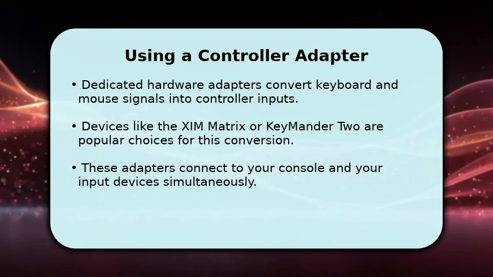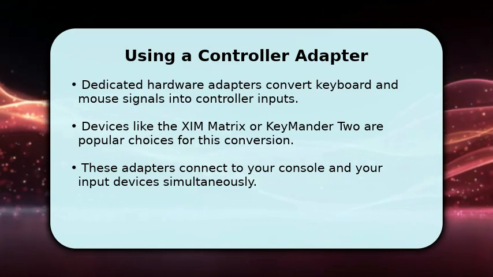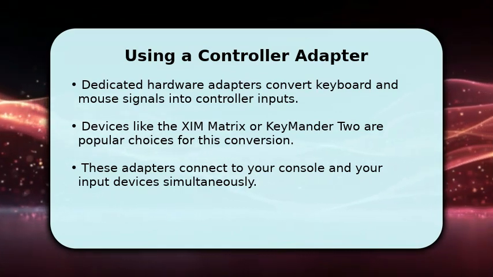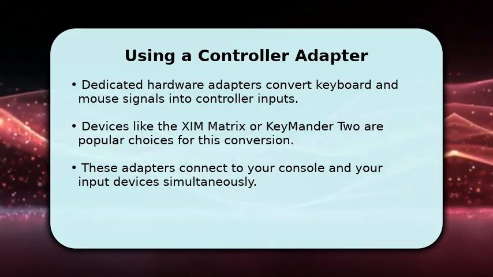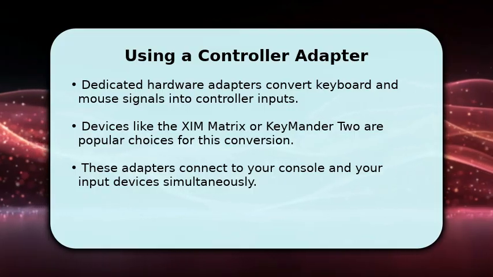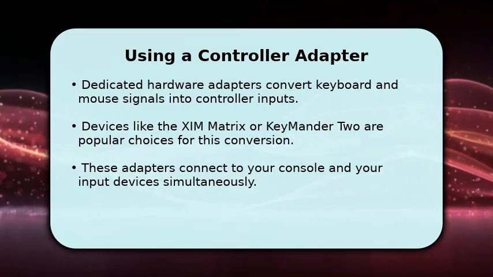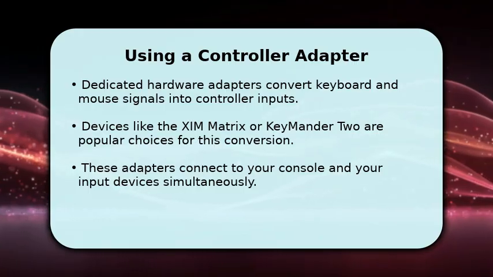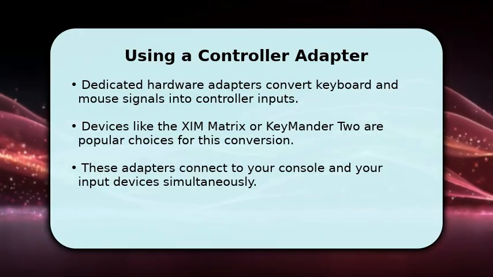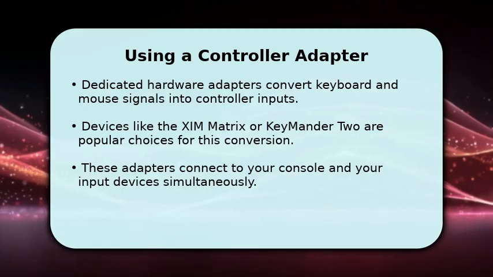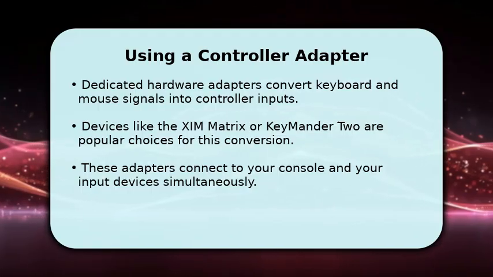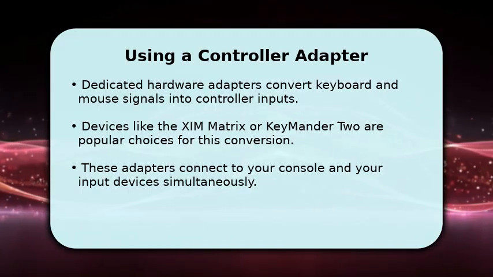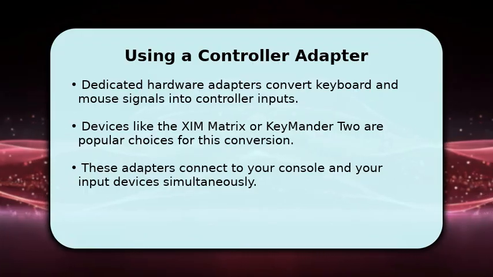One of the most effective ways to use a keyboard and mouse for Fallout 4 on your PlayStation 5 is through a specialized hardware adapter. These devices act as a bridge, translating your keyboard and mouse actions into signals that your PlayStation 5 recognizes as controller inputs. Popular options include the XIM Matrix or the I/O Jar Keymander 2, which are designed to provide a seamless experience by mimicking a standard controller.